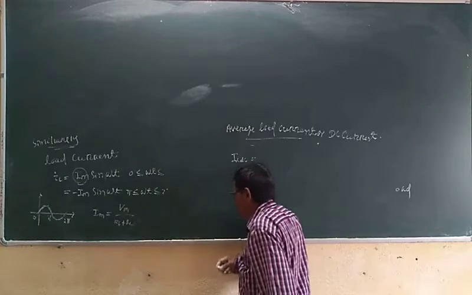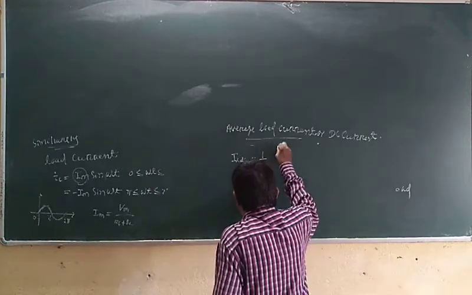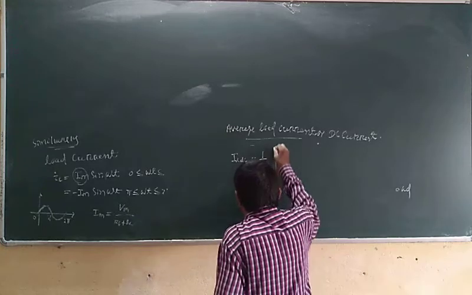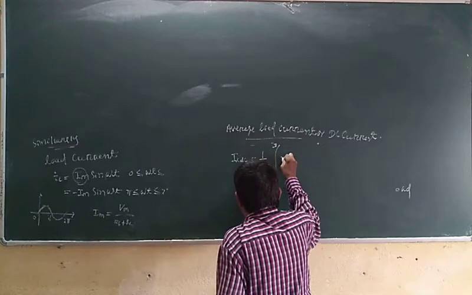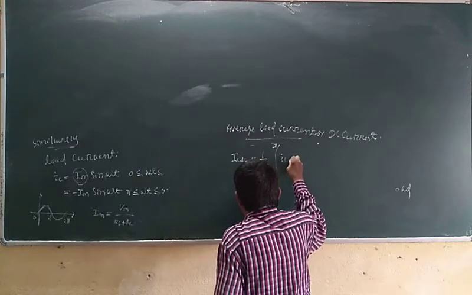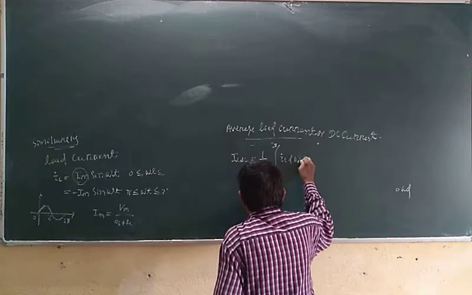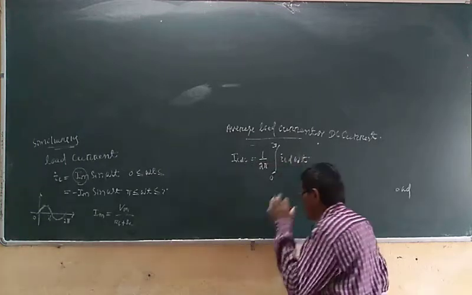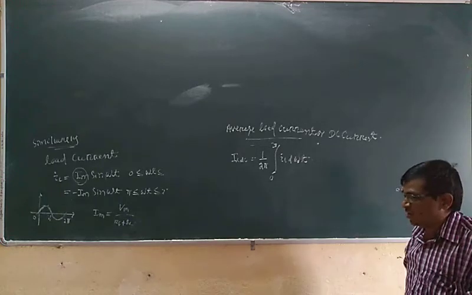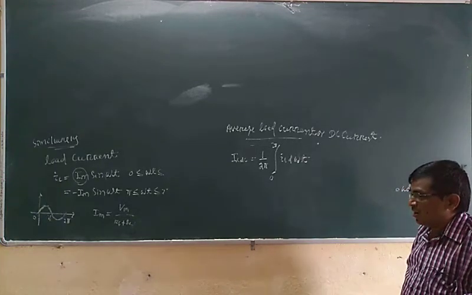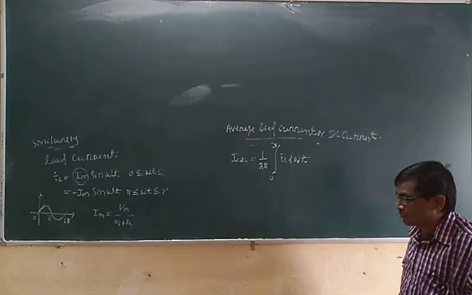Now we can write 1 by 2 pi, integrating from 0 to 2 pi, IL d omega t. So this is the average current or DC current. Now we simplify, or evaluate the integration, and then we get the IDC.